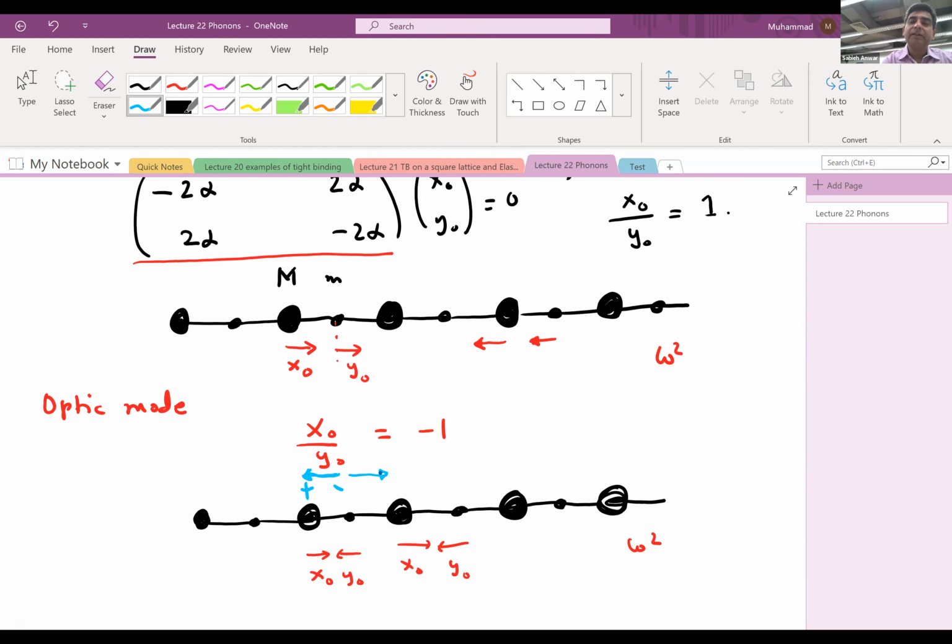Okay, so this completes my discussion of optical and acoustic modes, or acoustic and optical branches in the dispersion relationship. But what relationship does this have to phonons? That's what we're going to explore in a minute. But remember that for the time being, we've only focused our attention on longitudinal vibrations.